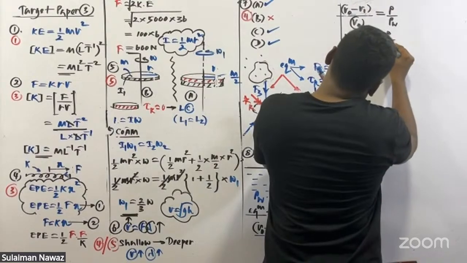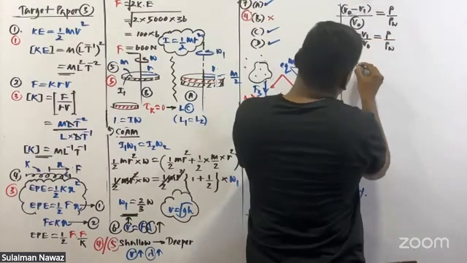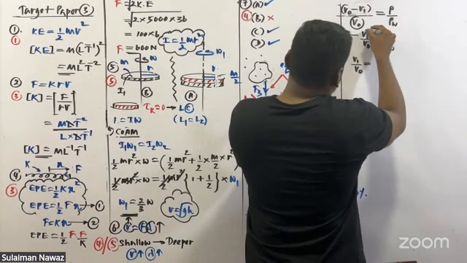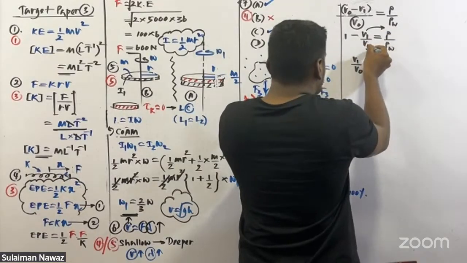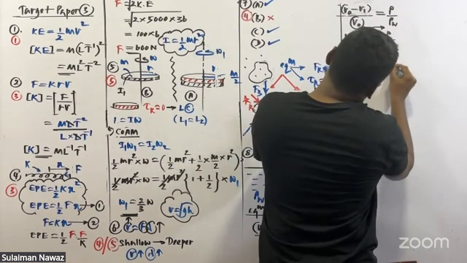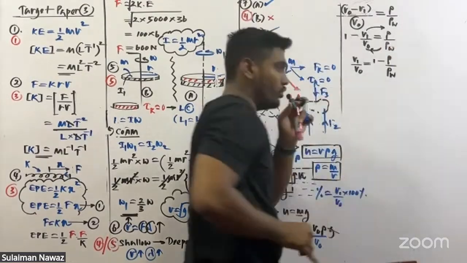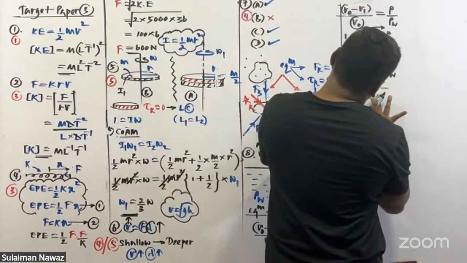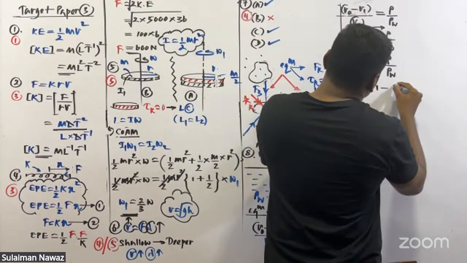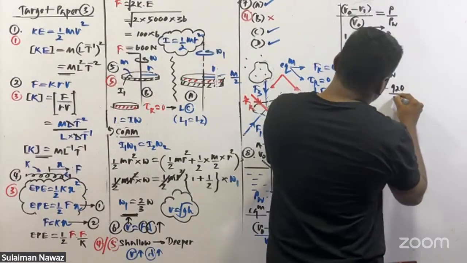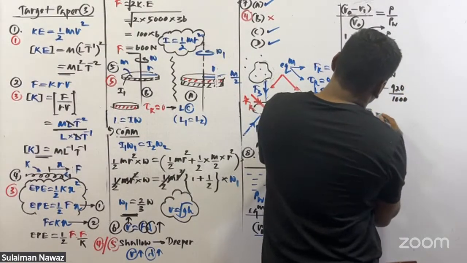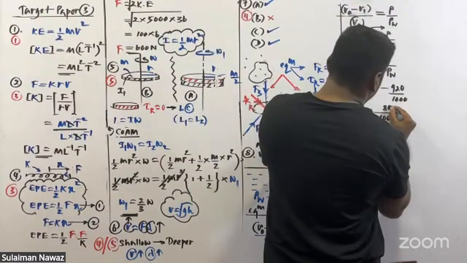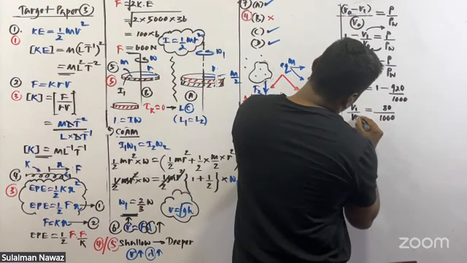Equal to rho over rho W. So the V1 to V naught ratio is going to be 1 minus rho over rho W. Done. Simplification and substitution: 1 minus the density of the ice cube, which is 920 something, over the density of water, which is 1000. So 1000 minus 920 is 80 something. That is going to be your V1 to V naught ratio.